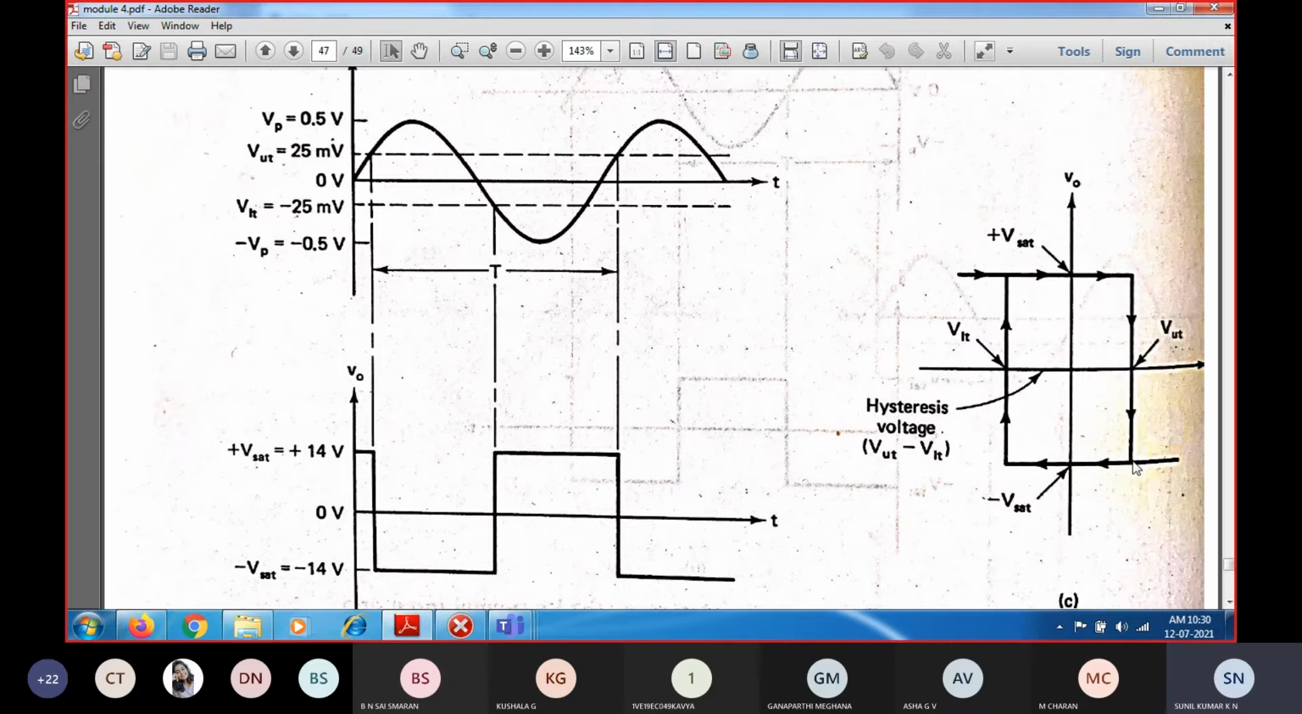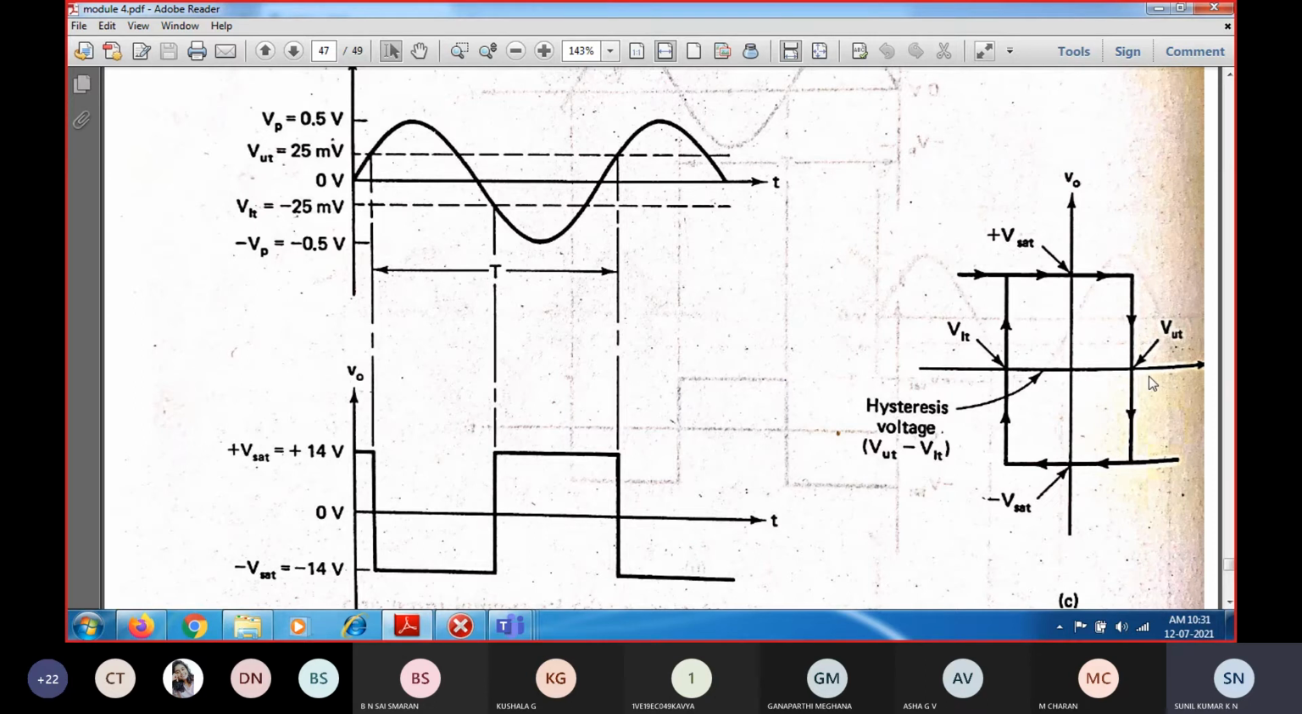At the same time, you will also get the output saturated in the positive direction, and it will move towards here. Now when it comes down from the peak of the input signal to the lower trigger point voltage, from here to here, it will stay in this saturation only. After that, you can see it will come to 0. Whenever the input voltage goes from the upper trigger point to 0, till then the output will be in negative saturation.